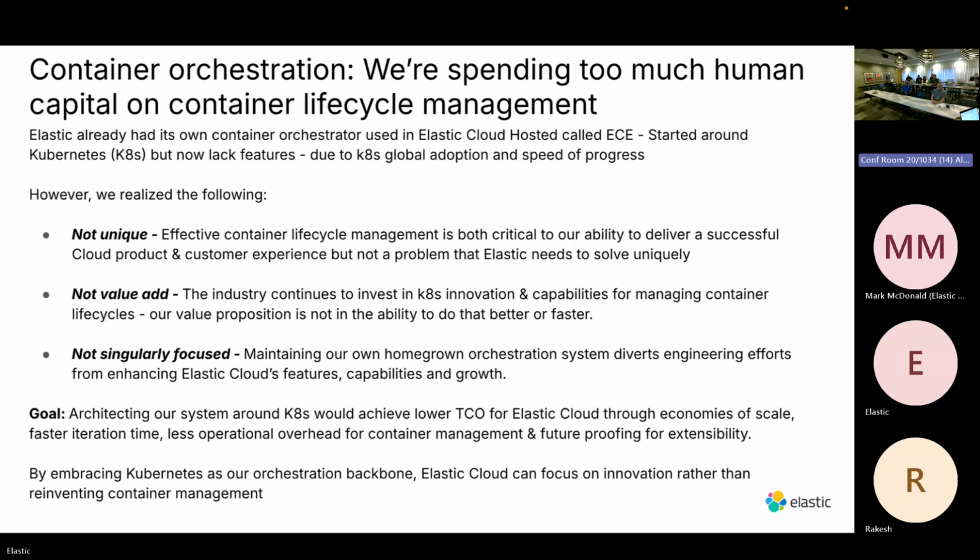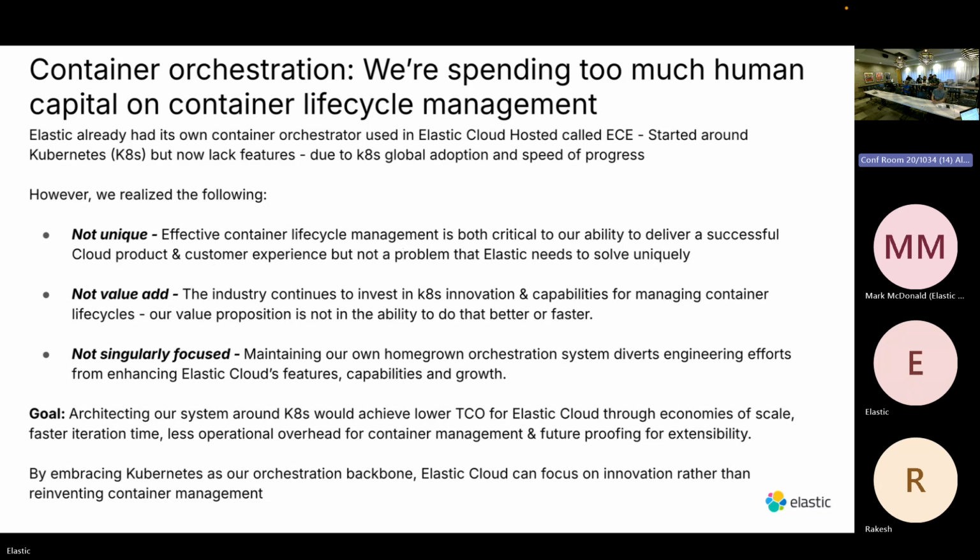And that's where we set a very clear and simple goal that we want to build around Kubernetes so that we can achieve a lower TCO for our cloud product by having economies of scale, faster iteration time so that we can build products and things much faster. We have less operational overhead, so we don't have to do a bunch of homegrown things that we have done. And at the same time, we future proof ourselves so that we can keep on adding more building blocks over time as well, right?